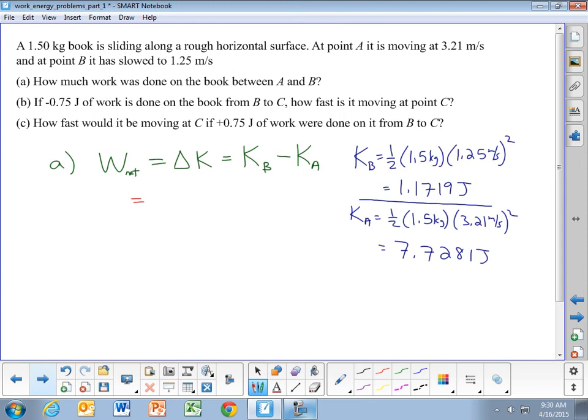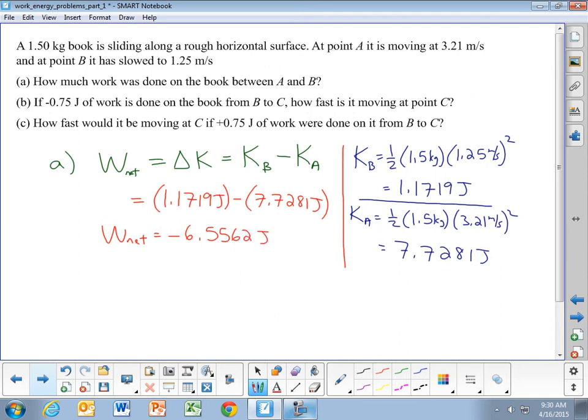And so this net work is the kinetic energy at B, 1.1719 joules, minus the kinetic energy at A, 7.7281 joules. And so we get that this net work done is negative 6.5562 joules.